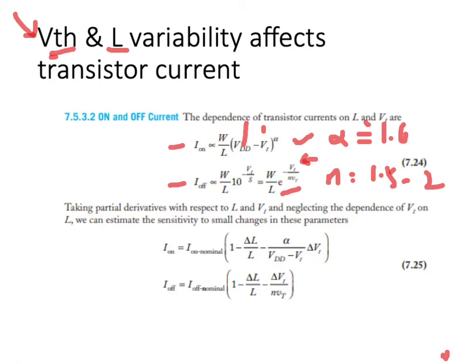If we take a sensitivity analysis of these equations, that is, we differentiate the current with respect to change in length, dL, and change in threshold voltage, we get an expression for the on current and off current: the amount of the new on current and new off current for a given deviation of the transistor gate length, and a given deviation of the transistor threshold voltage.